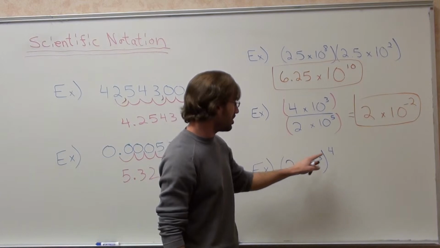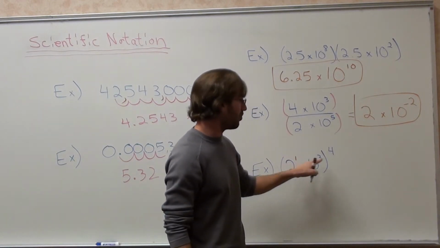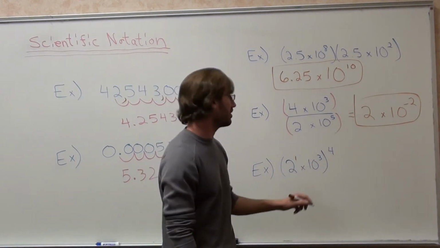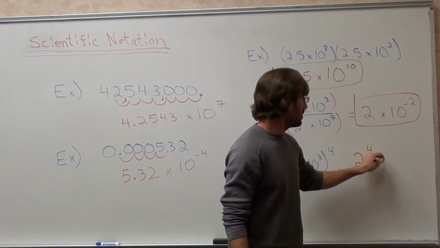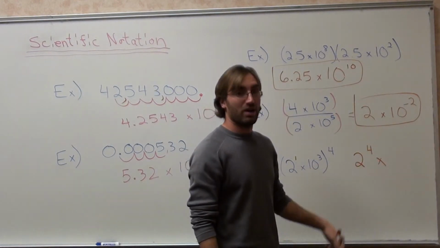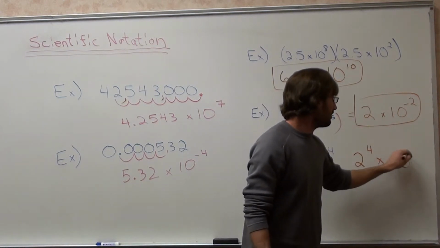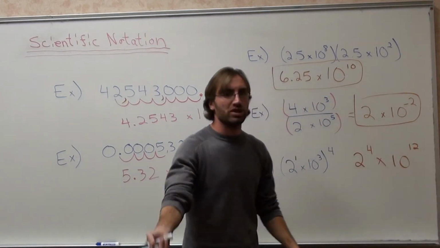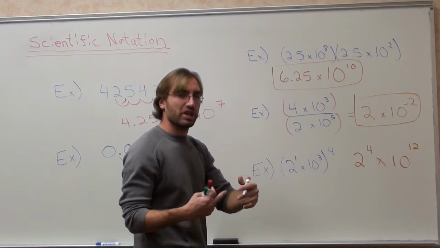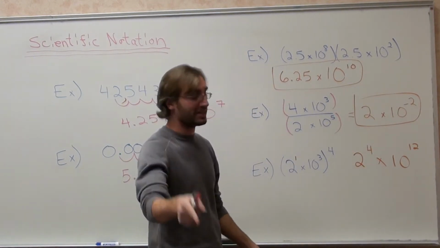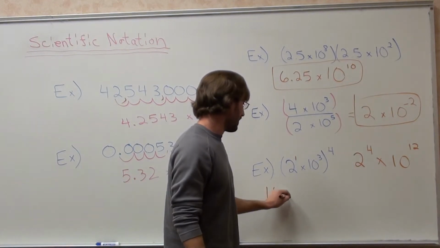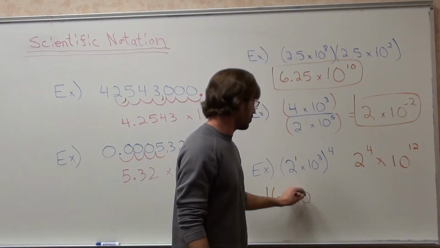For this one, it's 2 to the power of 1 over 4, so it's 2 to the fourth, times 10 to the power of 12. This is where I can make sure students learn from their mistakes. 2 to the power of 4 is 2 times 2 times 2 times 2. That's 16. Times 10 to the 12th.